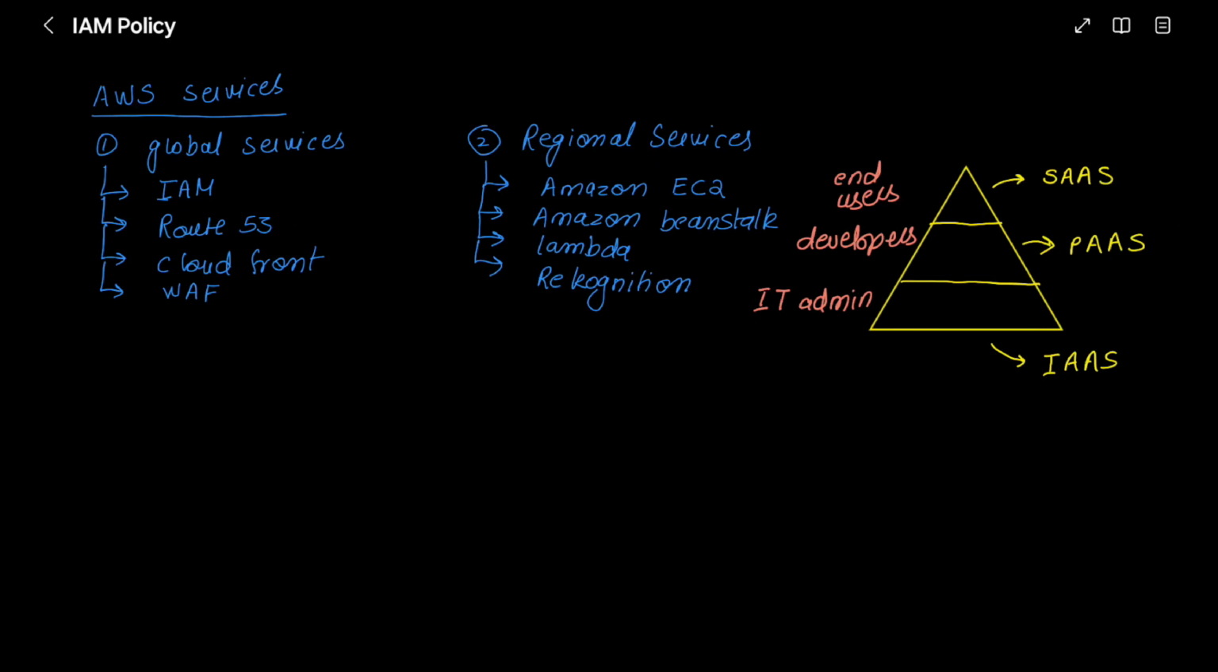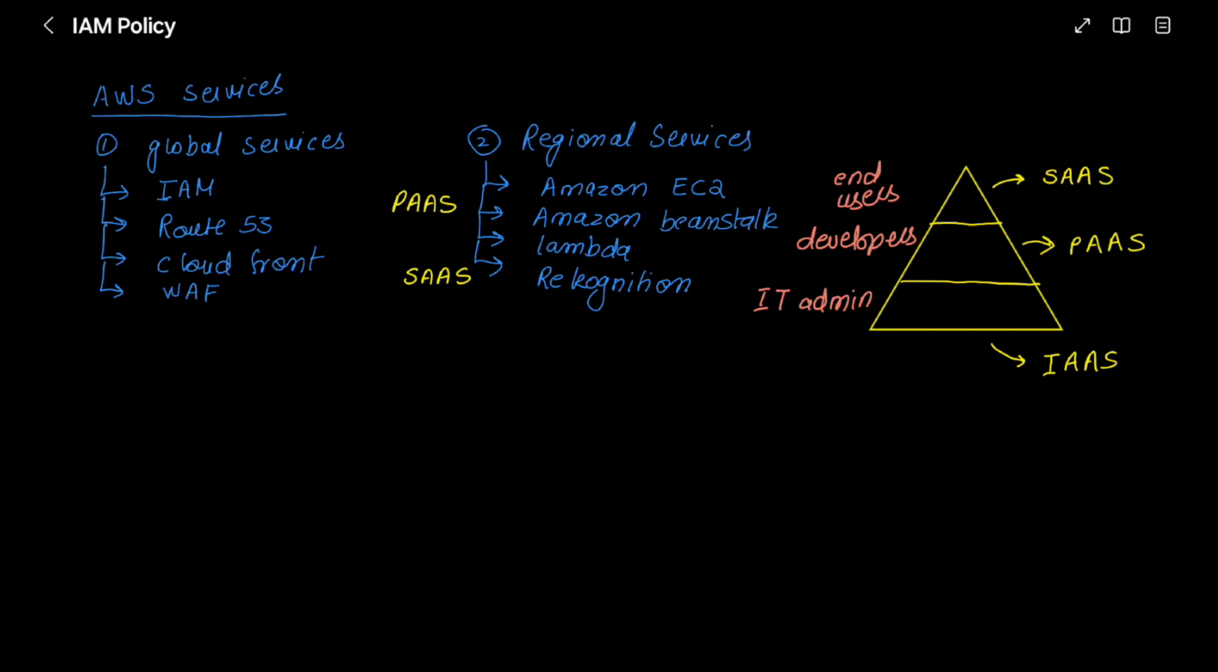Now, let's map our regional services to these, just to give you a bit of an idea. When I say I'm using Rekognition, this is basically a software as a service. When I say I'm using Amazon Beanstalk, since it offers a platform which has certain templates which software developers can use to quickly get up and running, this is more like a platform as a service.